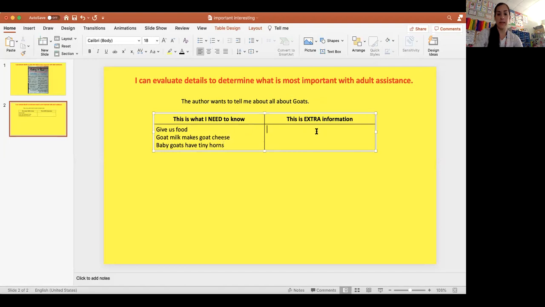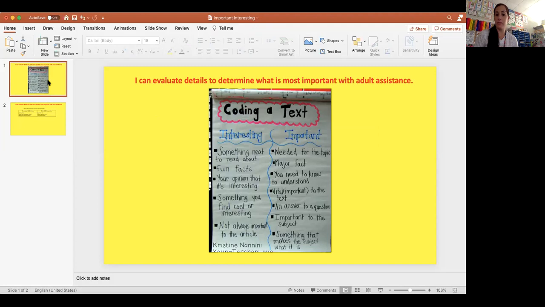Those are important facts, and this was extra information. They play with us. People eat goat meat, and they have soft fur. So the difference between the two was that the interesting facts were something neat to read about. It was fun. It was somebody's opinion. They might say they're great pets, but not everybody thinks that.